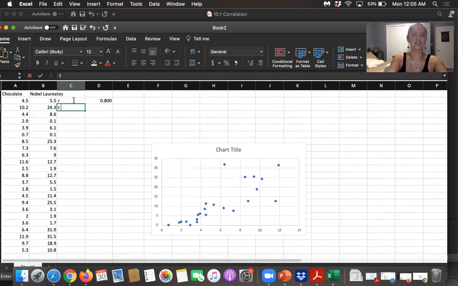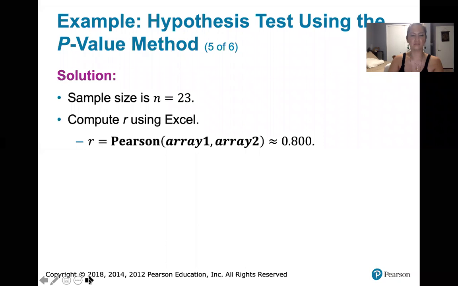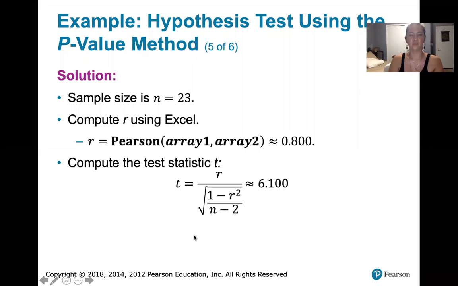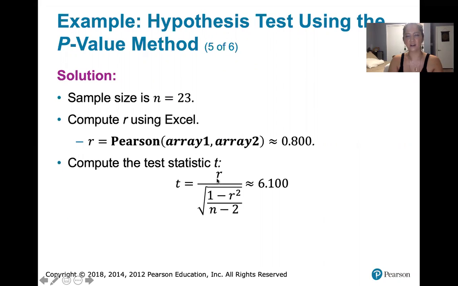Then our test statistic comes from using this formula. The test statistic t is r divided by the square root of 1 minus r squared divided by n minus 2, where n is the sample size. When I did this calculation, I got approximately 6.100. Let's do that in Excel now.